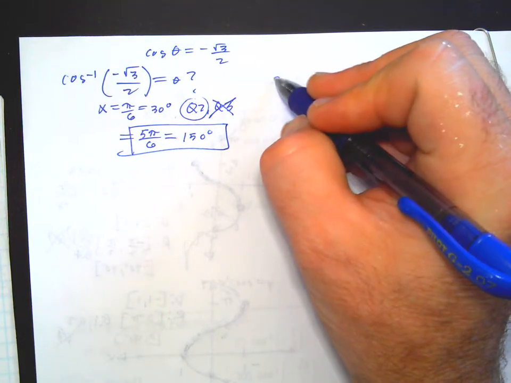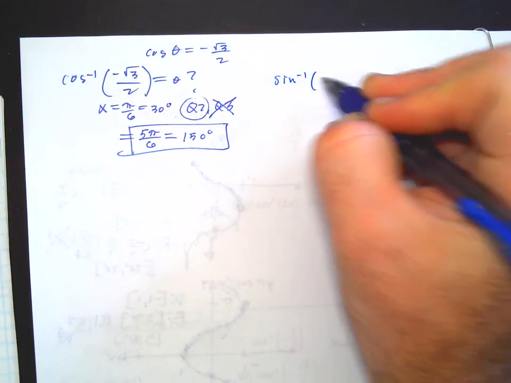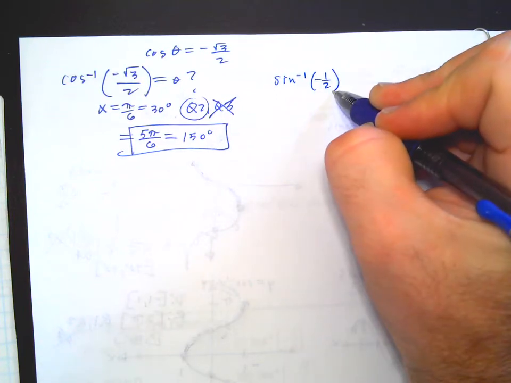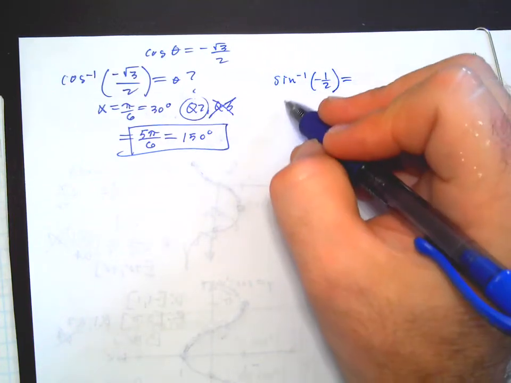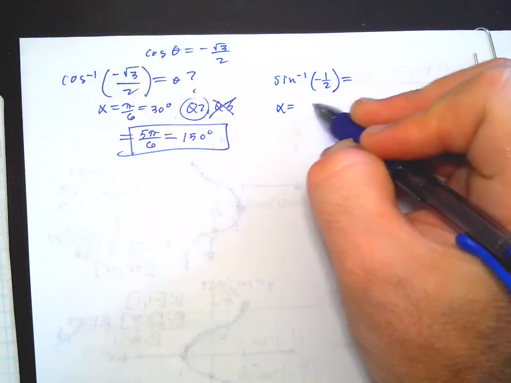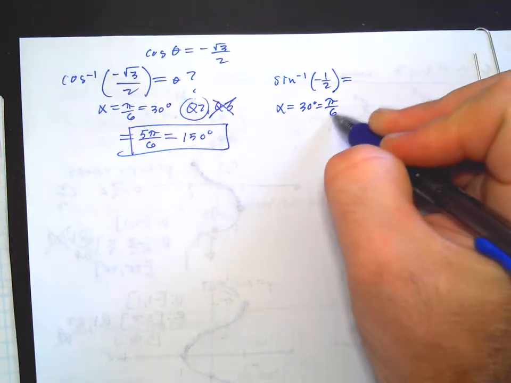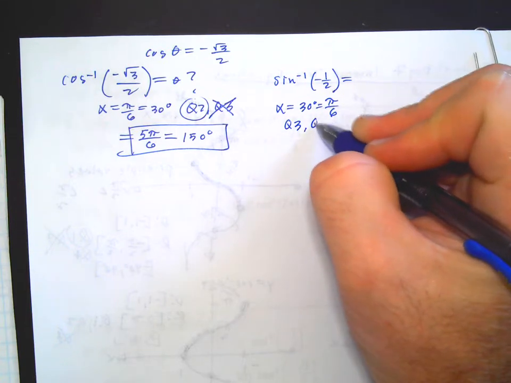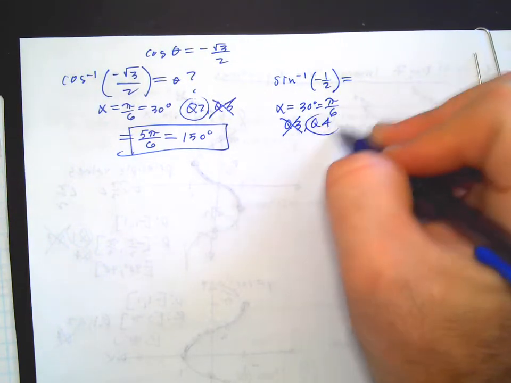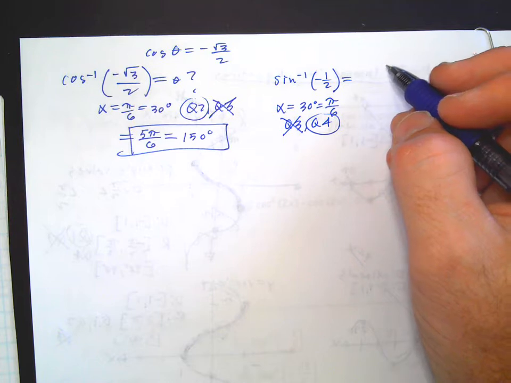We could do another one. Inverse sine of negative 1/2 equals. So then we could say, okay, well, what's alpha? When does sine equal 1/2? That first angle, 30 degrees, pi over 6. When is it negative? Quadrant 3 and quadrant 4, but it's never quadrant 3 for principal value, so it's got to be quadrant 4.